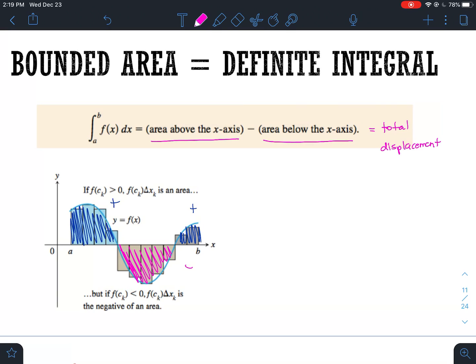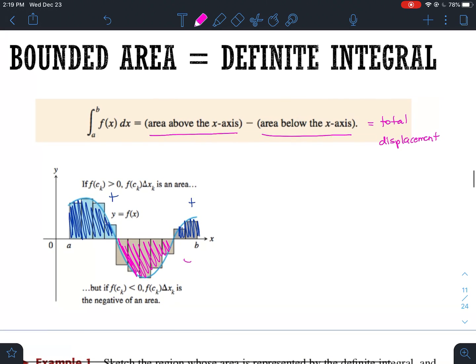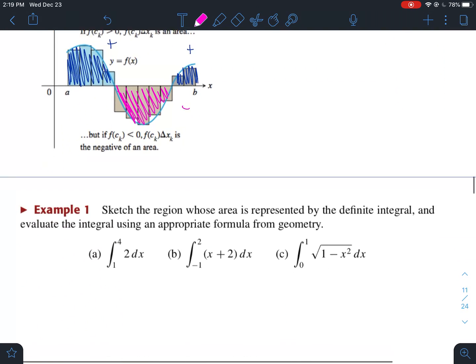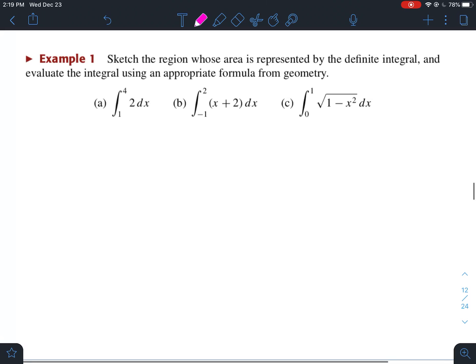So above the curve, that would be when your particle is moving to the right, and below the curve is when the particle is moving to the left. And so if you add all of those up, and then view the ones underneath as negative, that would be your total displacement. That's how much you would be away from your starting position at the end of that movement. All right, so let's look at these.